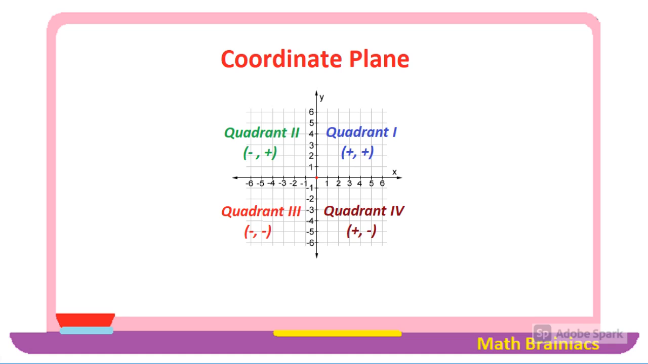I want you to take note that if both coordinates are positive, it lies on quadrant 1. But if the x-coordinate is negative and y is positive, it lies on quadrant 2. If both coordinates are negative, it lies on quadrant 3. And if the x-coordinate is positive and y is negative, it lies on quadrant 4.